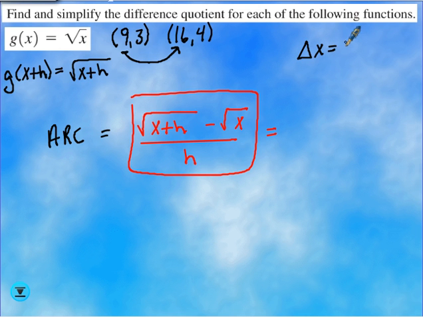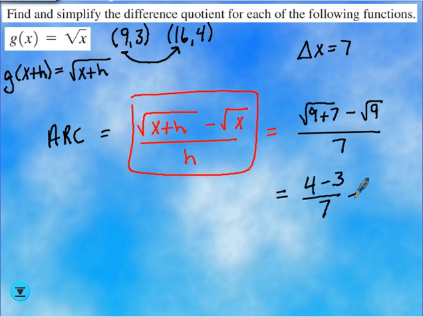Delta is a rate of change. Delta x would be 7. That's how much your x has changed. And let's plug that in. Your original x plus the amount of change, minus the square root of the original x, all over h, which is 7. That's your amount of change. That is the square root of 16 minus the square root of 9 over 7, which is 1/7.